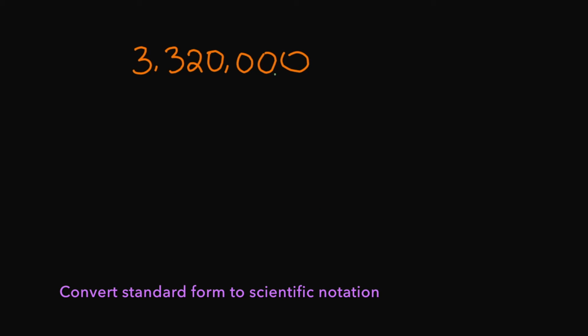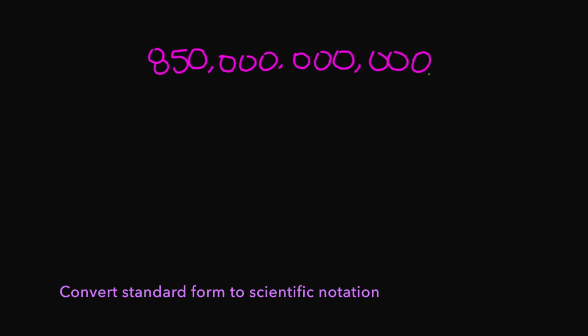Let's look at this number here. This is my standard form. So how do I convert this over into scientific notation? I'm going to start from back here. We're going to do 1, 2, 3, 4. Can't stop here because if I stop here, this number is greater than 10. That's not what we're looking for. We need a number that's less than 10. 5, 6, it puts us right here between the two 3's. So in scientific notation, this is going to be 3.32 times 10 to the 6th power.